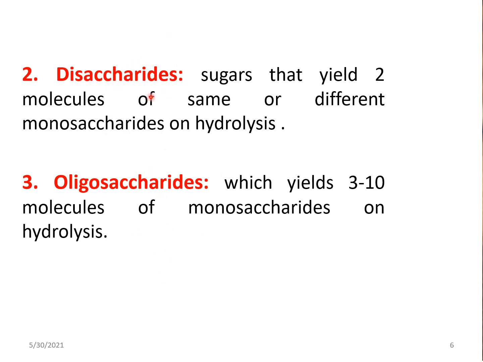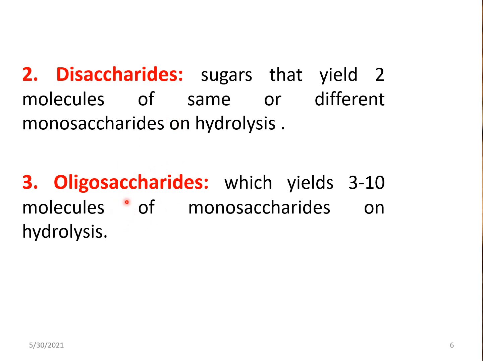Secondly, disaccharides. These are the carbohydrates that contain 2 molecules of monosaccharides joined together by a glycosidic bond, or can also be defined as the sugars or carbohydrates that yield 2 molecules of the same or different monosaccharides on hydrolysis. Examples of disaccharides are lactose, maltose, and sucrose.